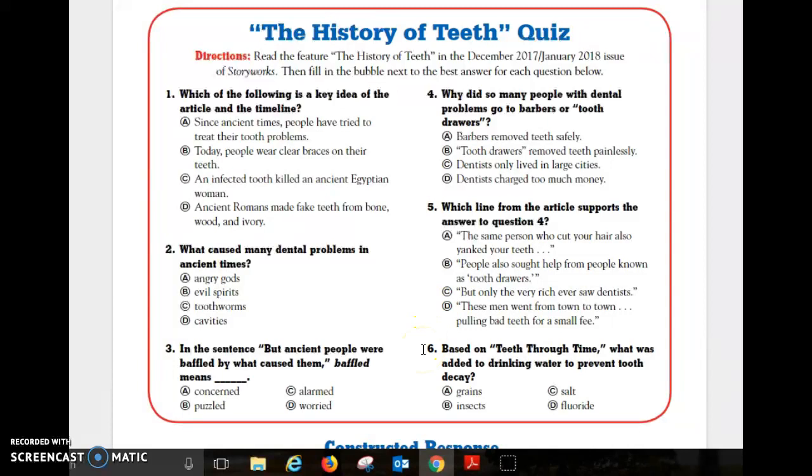Number 6. Based on teeth through time, what was added to drinking water to prevent tooth decay? A. Grains. B. Insects. C. Salt. D. Fluoride. Based on teeth through time, what was added to drinking water to prevent tooth decay?